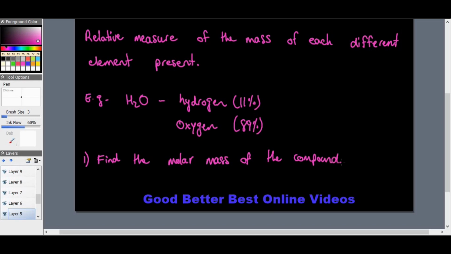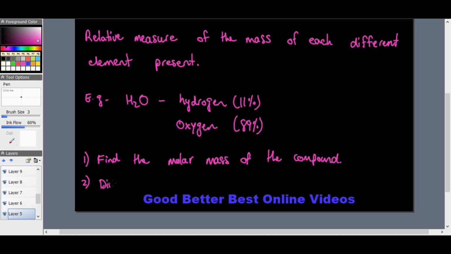First, find the molar mass of the entire compound. So we add up the atomic molar mass of each element to find the molar mass of the compound. Then number two, we calculate the percentage mass of each element by dividing the molar mass of the element by the total molar mass of the compound.